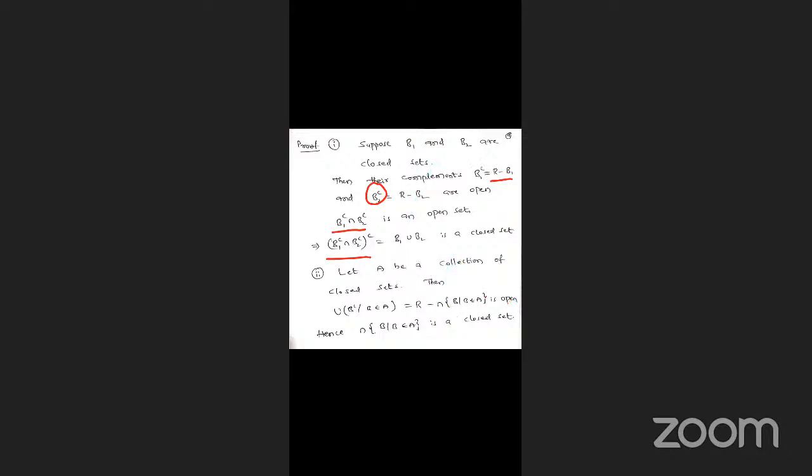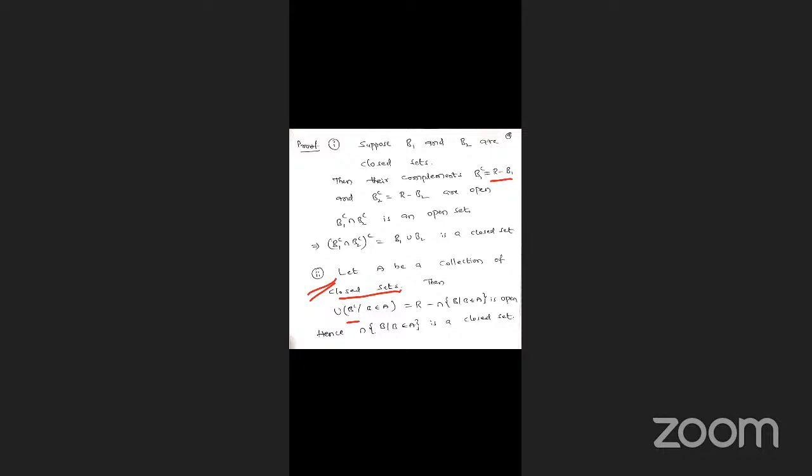Okay, next one, the second one: the intersection of any collection of closed sets is a closed set. First of all, let A be a collection of closed sets. Collection means we take the union. Here we take B complement. Complement means open, and without complement means closed set. We are assuming first an open set, and at last we are proving a closed set.